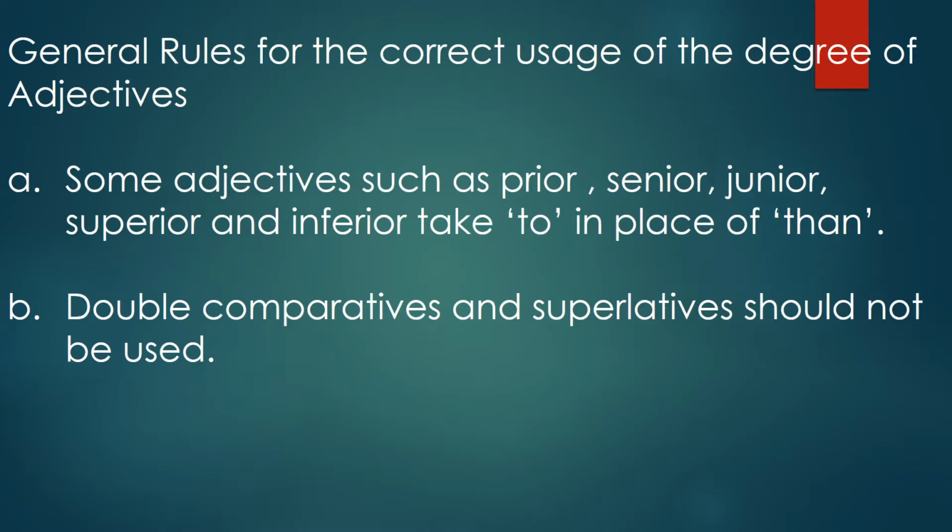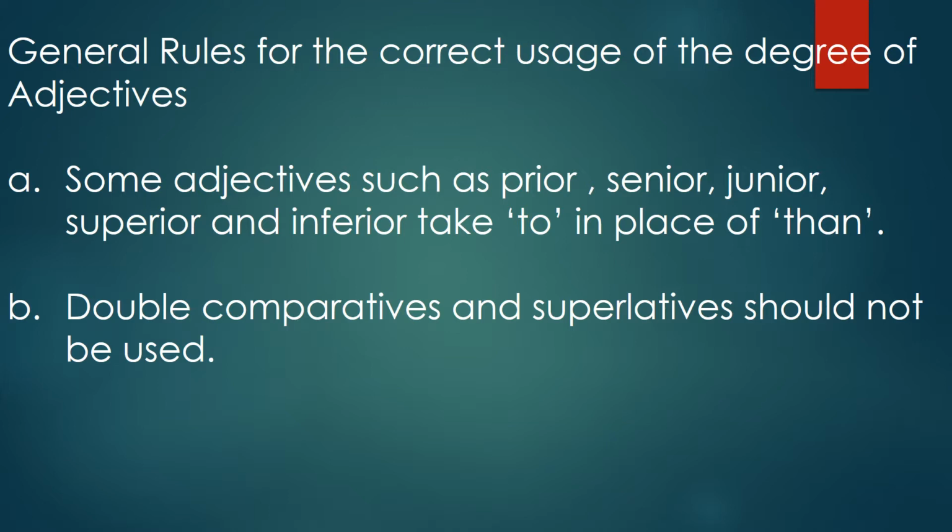Third example: Hari is junior to Mohan in experience. Fourth example: this model is technically superior to its competitors. Fifth example: modern music is often considered inferior to that of the past. So, students, this is the first general rule which you have to use for the correct usage of degrees of adjectives.